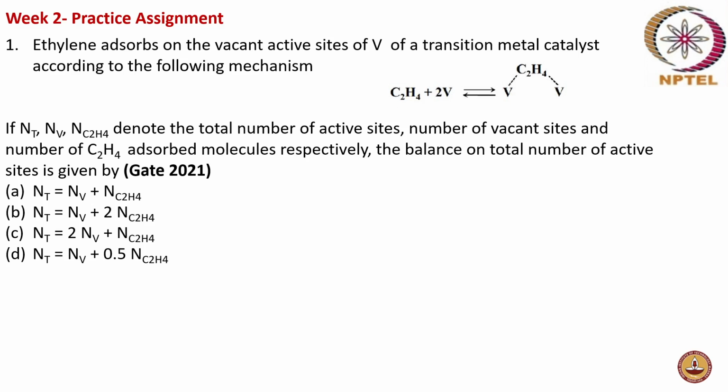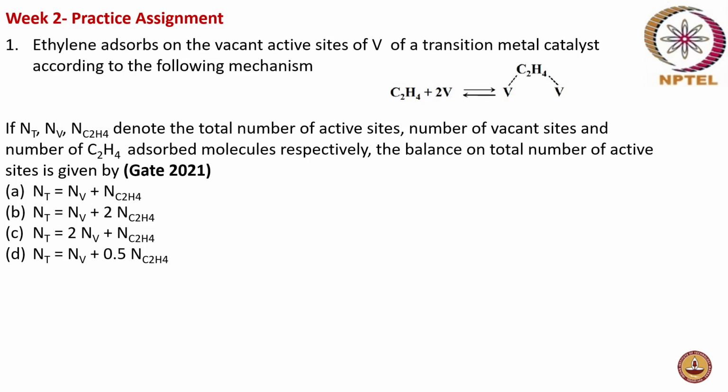If NT, NV and NC2H4 denote the total number of active sites, number of vacant sites, and number of C2H4 adsorbed molecules respectively, then what is the balance for total active sites? This is actually a GATE question from GATE 2021. When you look into the mechanism, how is it getting adsorbed on the active site? Two vacant sites are there, and C2H4 is getting adsorbed.